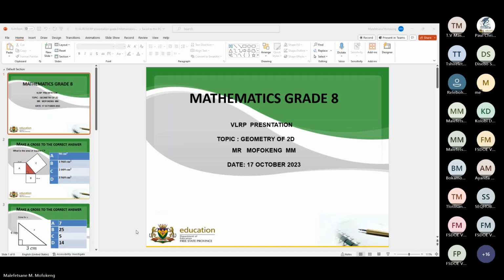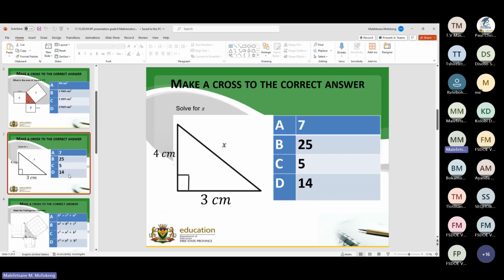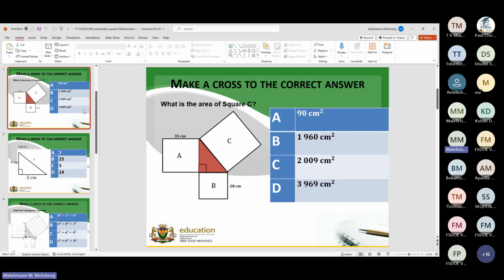Number one, we have this question here, whereby we have to find the area of square C. We have square A, whose dimension is 35, and the other square, B, is 28. Ours is just to find the area of the square C.